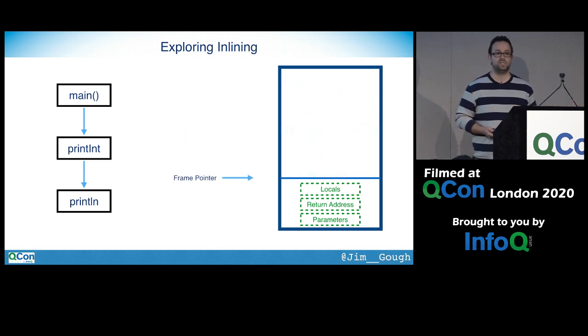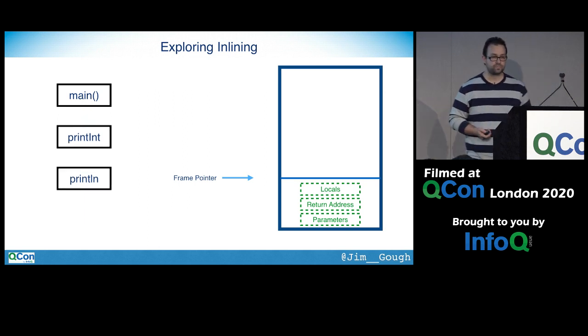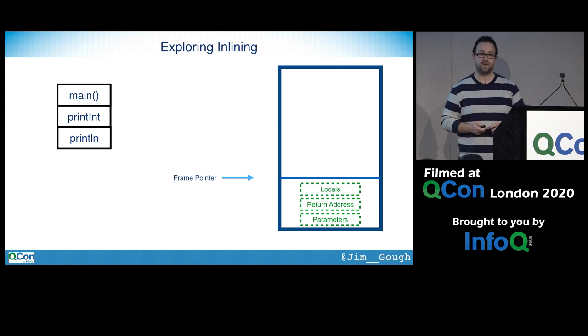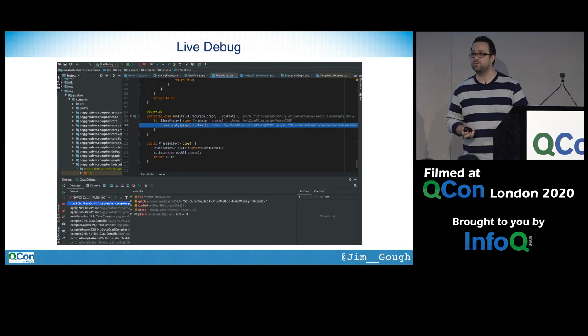So looking for opportunities to inline is one of the biggest performance wins that you can get in a Java application. And then effectively, you end up with the bytecode all chunked together, or the machine code that comes out of it all chunked together. So let's have a look and we'll step through some of this.